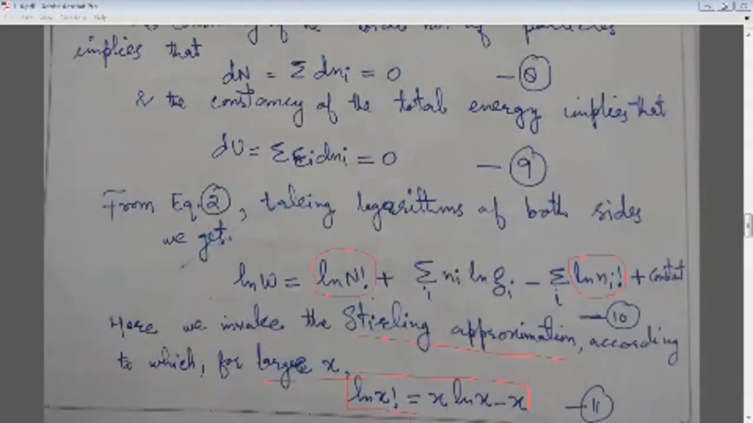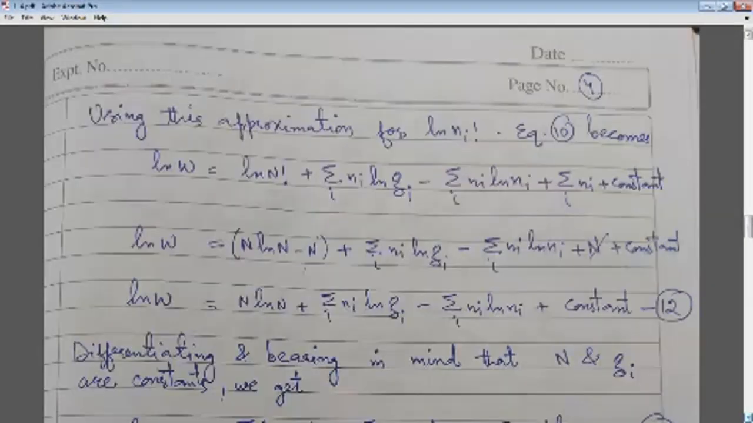So equation 10 then becomes, if we apply this approximation, first for ln of small ni factorial, it will be ni ln ni minus ni. It should have been a minus sign, but it is a minus term, so minus minus becomes plus; that is why it is plus summation over i of ni, plus a constant. So we have solved this part simply by Stirling approximation.